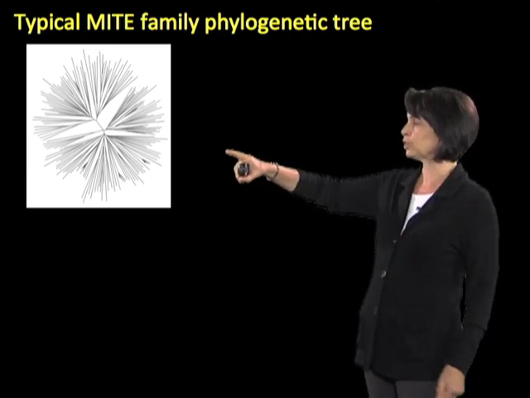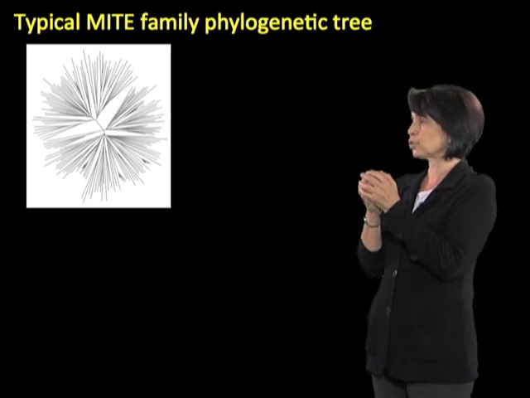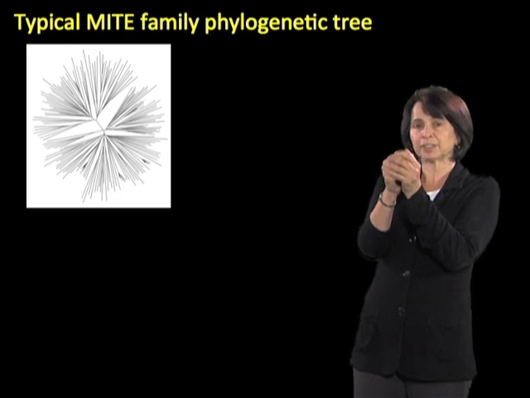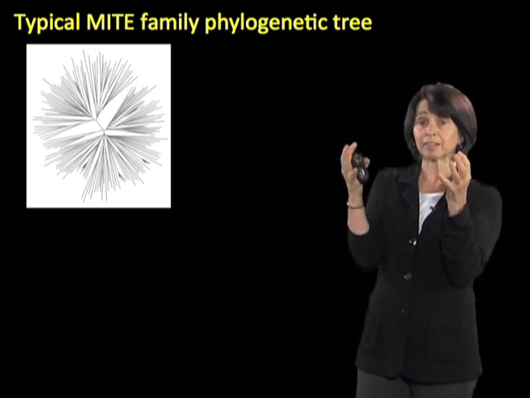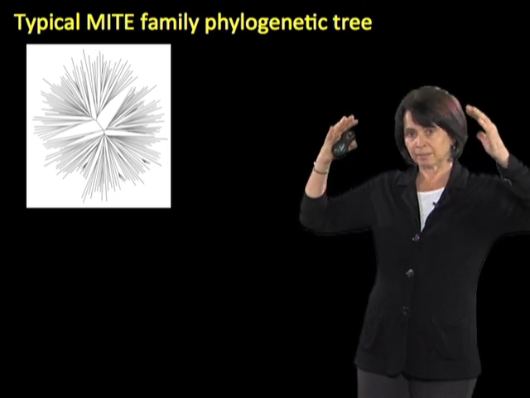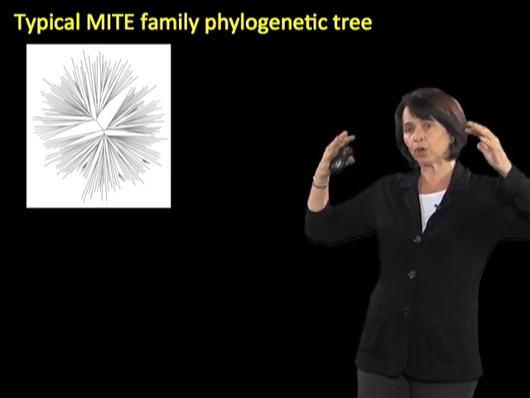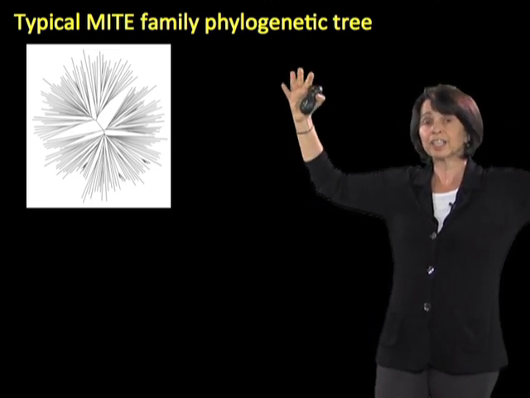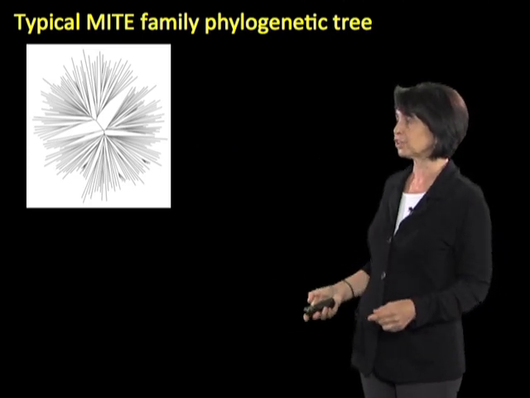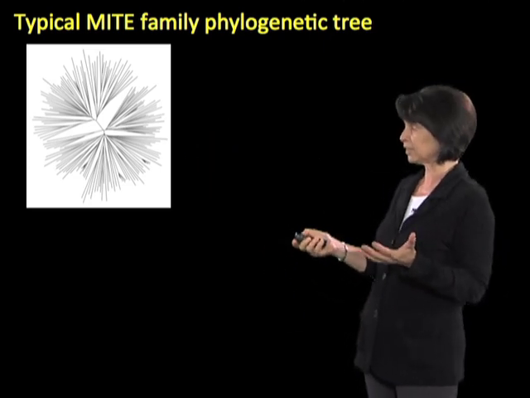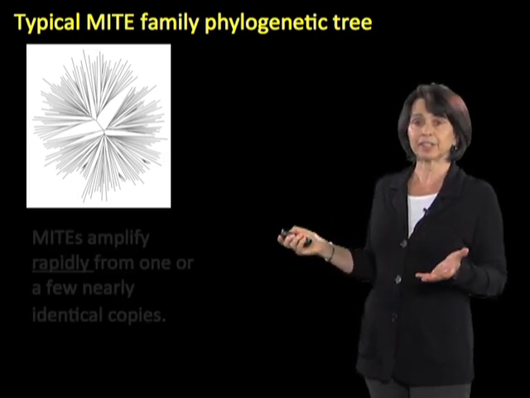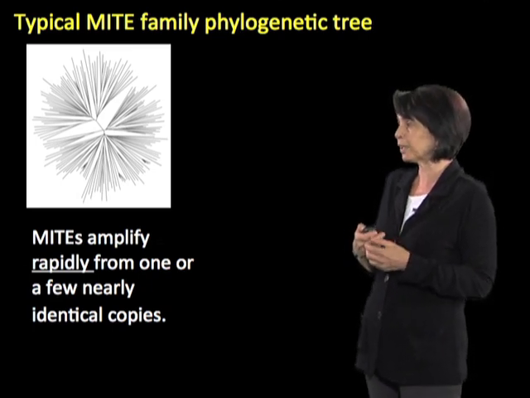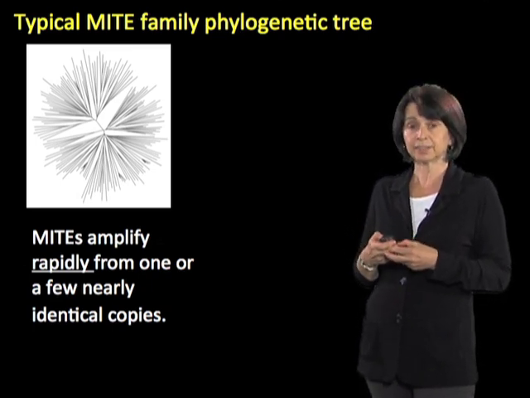So what this tells us, the story that this tree tells us, is that sometime long, long ago, there was a single element or a couple of related elements. They were all identical. They increased their copy number. And then somehow transposition stopped, and over thousands or millions of years, these sequences drifted. They accumulated mutations, and now you see this star phylogeny. So that's the story that this tree tells us, and that's a typical mite family tree. As I said, it tells us that mites amplify rapidly from one or a few nearly identical copies.